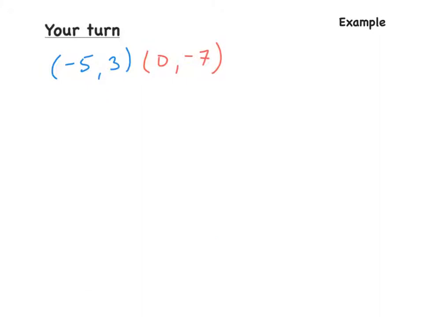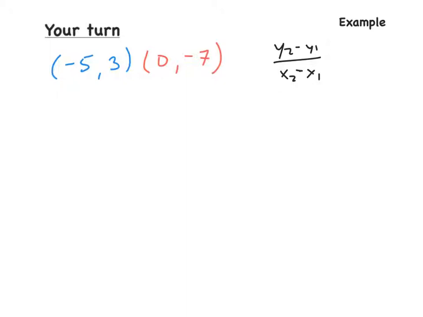So now what I want you to do is to pause the video, try this one yourself, and write the equation in slope-intercept form. Don't forget the 3 steps that we just went through. Alright, so first thing, find the slope. Remember, slope is y2 minus y1 over x2 minus x1.